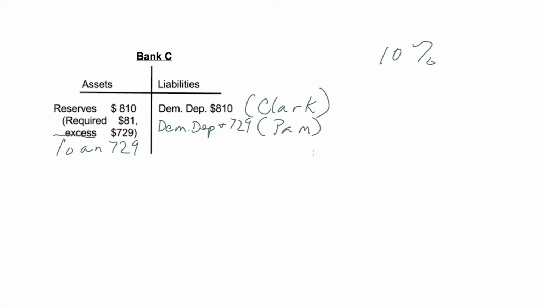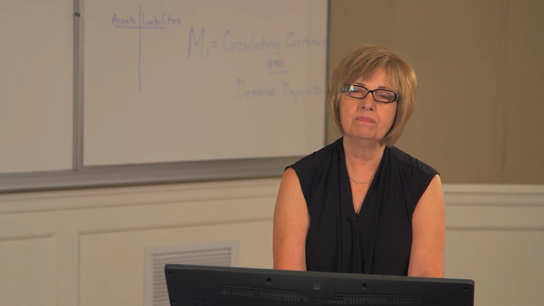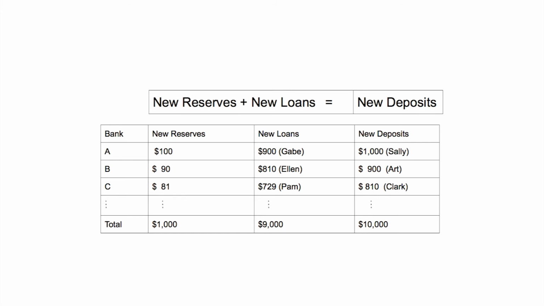Now, we could continue with more loans, more demand deposits, more required reserves, excess reserves. However, this gets very tedious. We can show it in a chart form, and we can see that we have listed our banks A, B, and C. We have our new reserves, those are the required reserves established by the central bank at 10%. We can see that we have issued new loans, and when we take the new reserve plus the new loans, we see that that equals the deposit that was put in by Sally, by Art, by Clark, and we can continue.